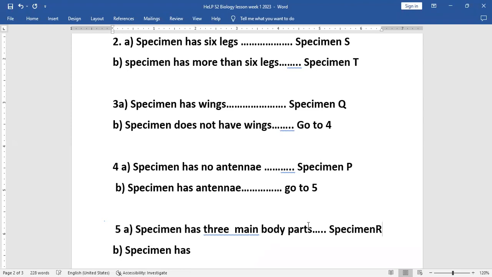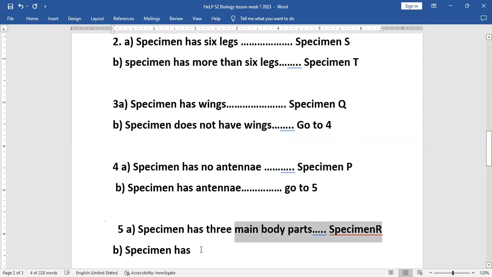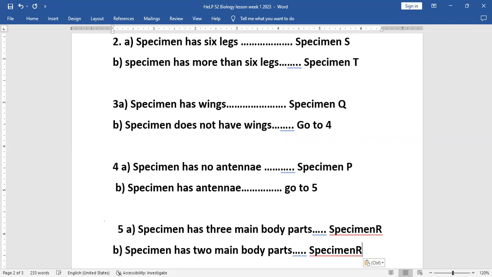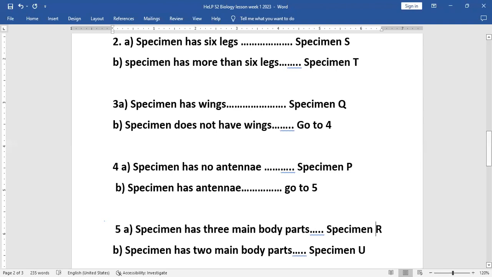Okay, then the second statement would be what? Specimen has 2 main body parts. And which specimen would that one be, with 2 main body parts? Specimen U. Very good. So I want to say you have done a great job of classifying this specimen.